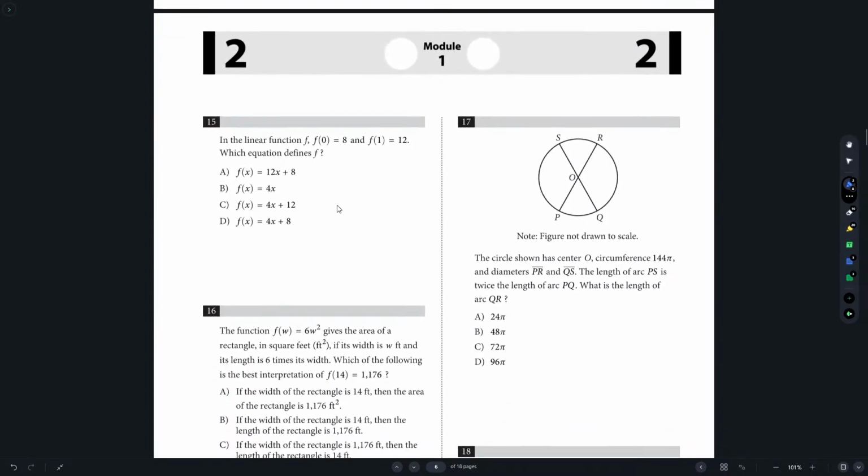In the linear function f, f of 0 is 8 and f of 1 is 12. What equation defines f? Well, the slope is 4, so we have 4x, and it has a y-intercept at 8. So we have 4x plus 8.